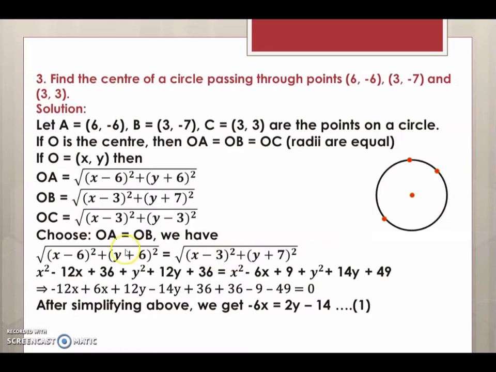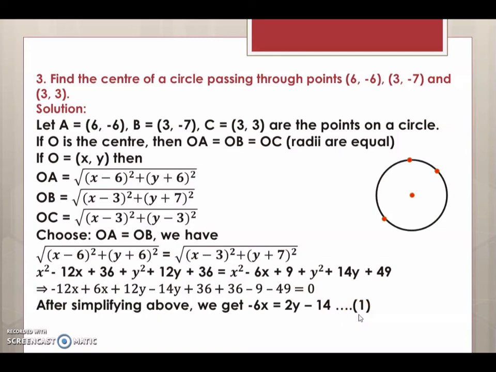One by one, we will equate first OA and OB, which are under the square root sign. So first you will remove the square root sign by squaring on both sides. Now here the x square and y square terms are getting cancelled out, so what you ultimately get will be in linear form only, in just x and y. This is what you get finally: minus 6x is equal to 2y minus 14. This one you can mark as the first equation.